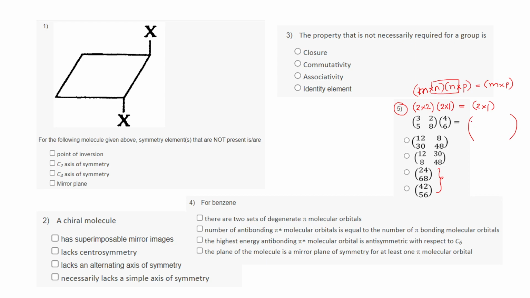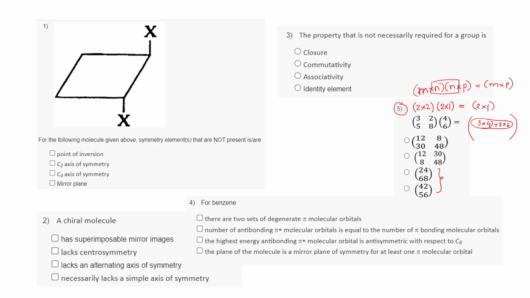Or if there is not much time, let me do this. So what we will do here: for the first, this part will be covered. I already told you it will be 2 into 1, so let me take more region. So actually it will be 3 into 4, meaning this element multiplied by 4, plus 2 into 6.